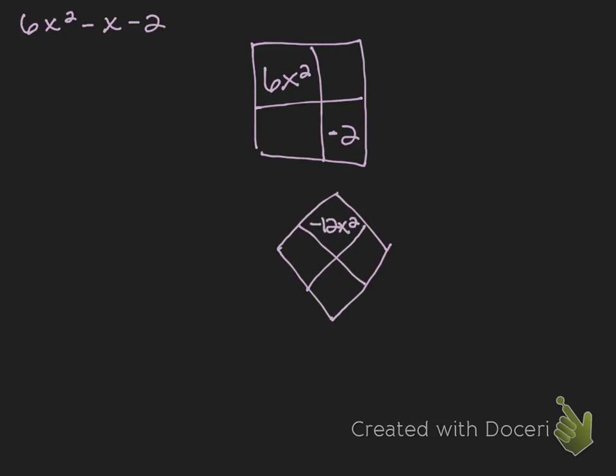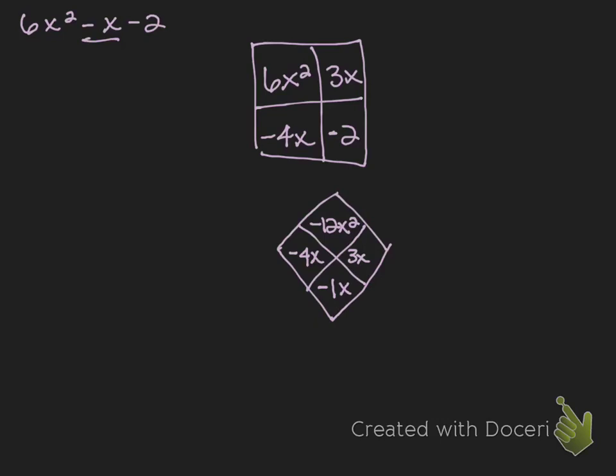And then we have a negative 1x, if you see up here, that we need to work with as our sum. I'm just going to write it as a negative 1x, even though the 1 doesn't need to be there. So I'm trying to think of two things that multiply to negative 12x squared, but add to a negative 1x. And that is going to be a negative 4x and a positive 3x. The negative and the positive result in a negative product. And because I have more negatives than positives, I get a negative sum as well. So I'm going to put those diagonally from each other. I'll put the negative 4x here and the 3x up here.